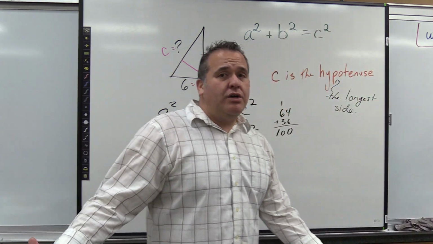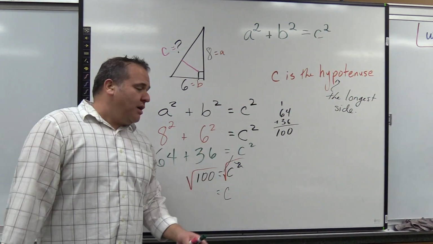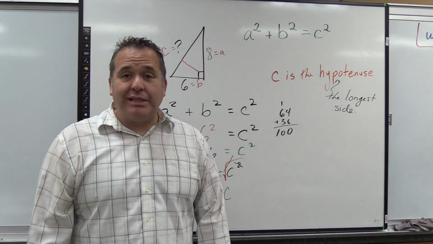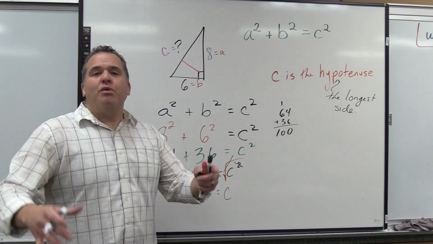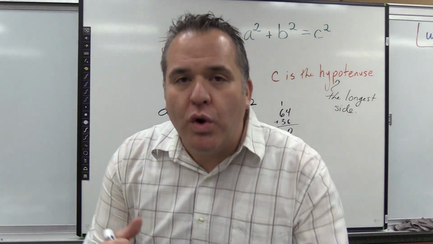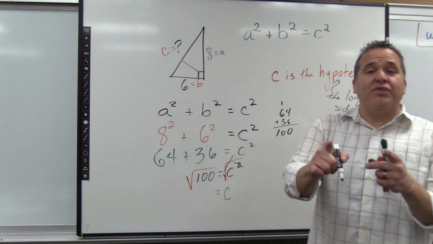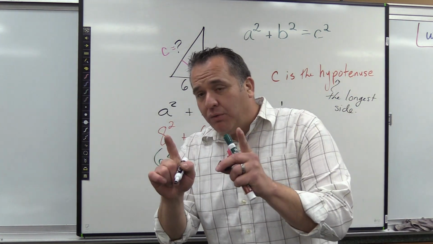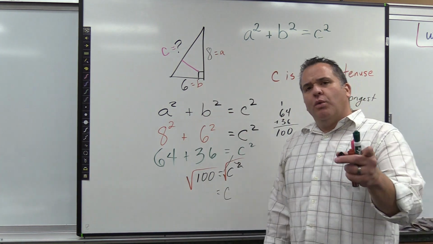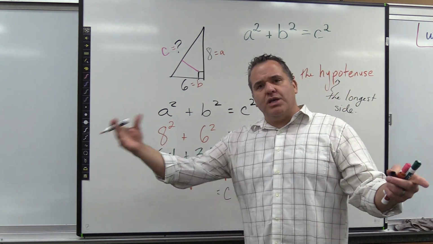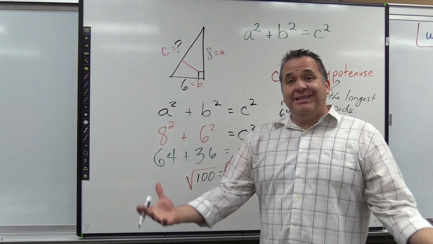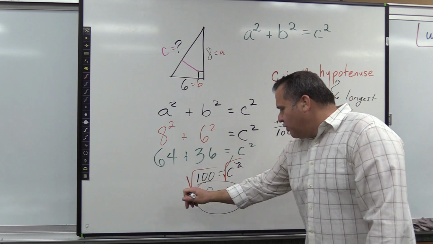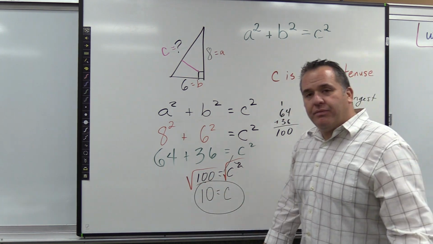Now, what's the square root of 100? Okay. Now, I know some of you out there are saying, well, it's 50, obviously. 100 divided by 2 is 50, but we're not dividing by 2. We're square rooting. When you square root, you think of a number that multiplies by itself. So it has to be both the same number, and it's going to equal 100. So what number multiplies by itself to equal 100? 10. So you got a 10 here. So your answer is going to be 10 equals C. And that's it. 10 equals C.